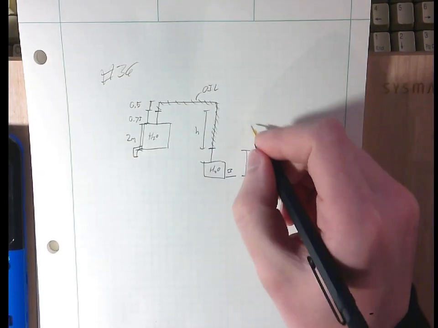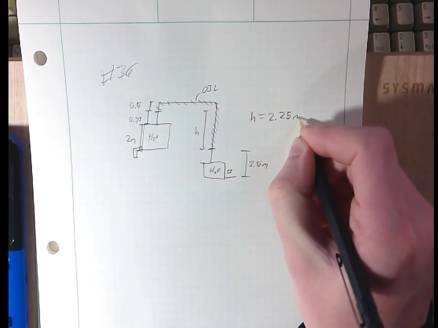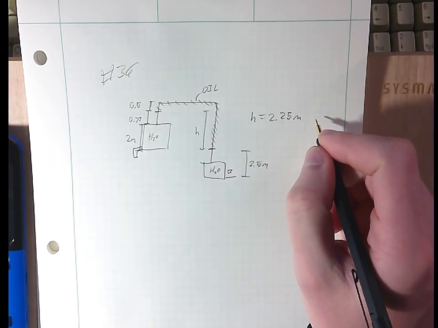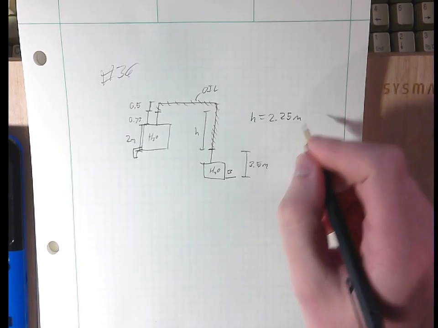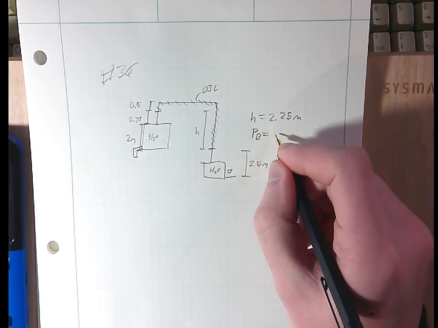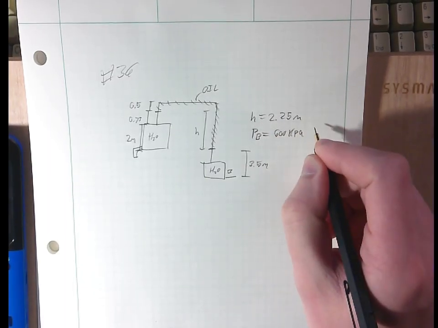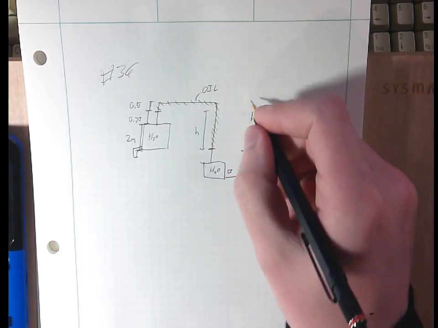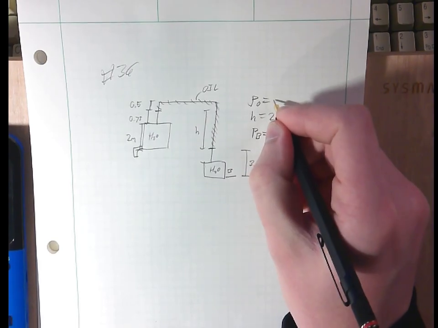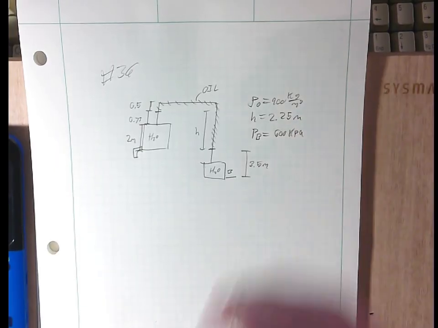And we're told that H is equal to 2.25 meters. PB is equal to 600 kPa. And we're told that rho oil is 900 kilograms per meter cubed. Okay.